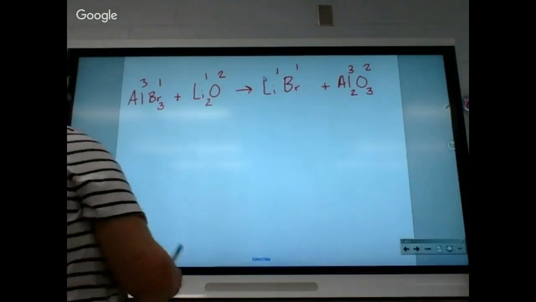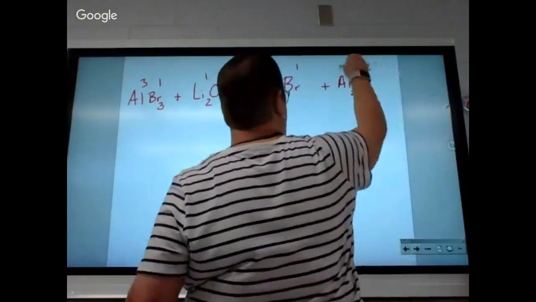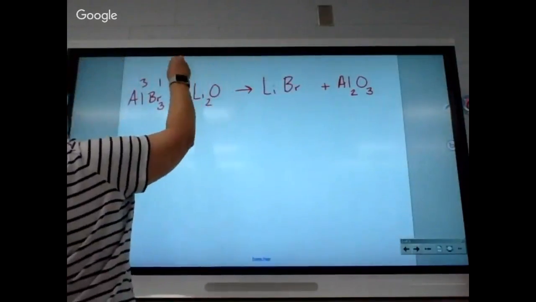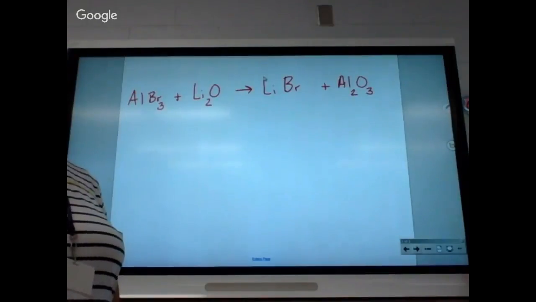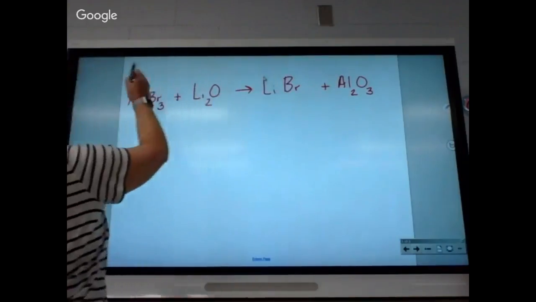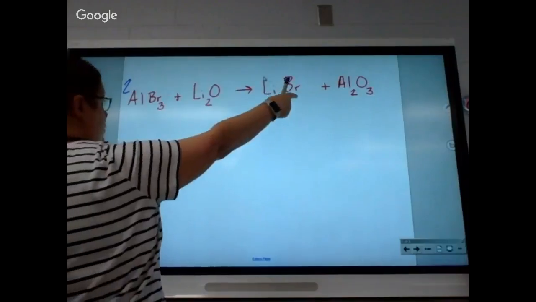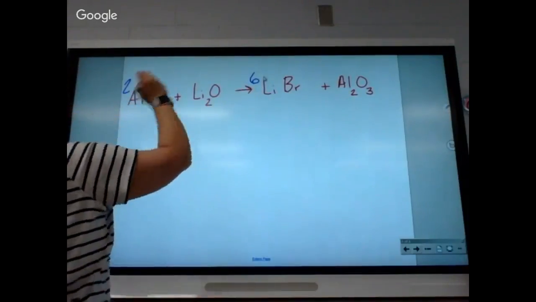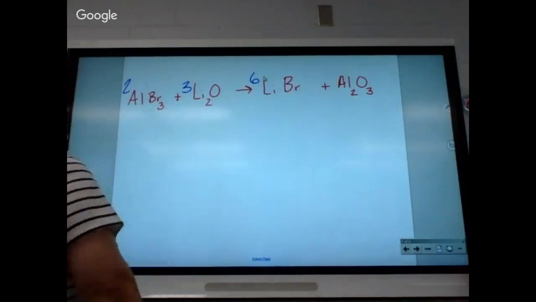Okay, so to balance it, what element do you want to start with? Sure. How many aluminums here? How many there? So we're going to put what there? How many Brs did I make? How many there? So I'm going to put what? How many lithiums do we make? So what do I put here? How many O's did I make? So it's done.